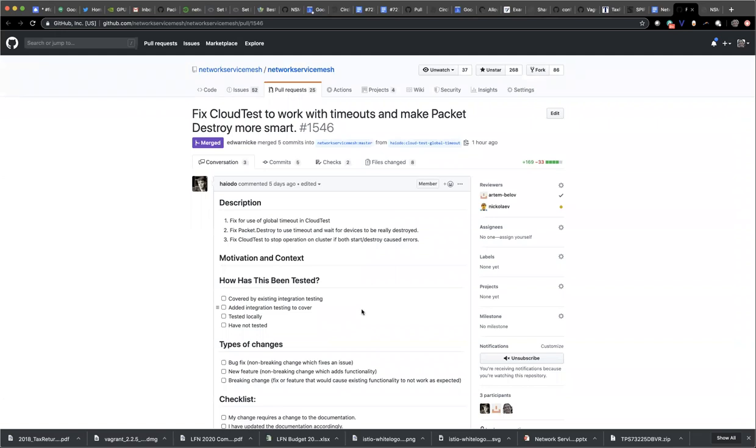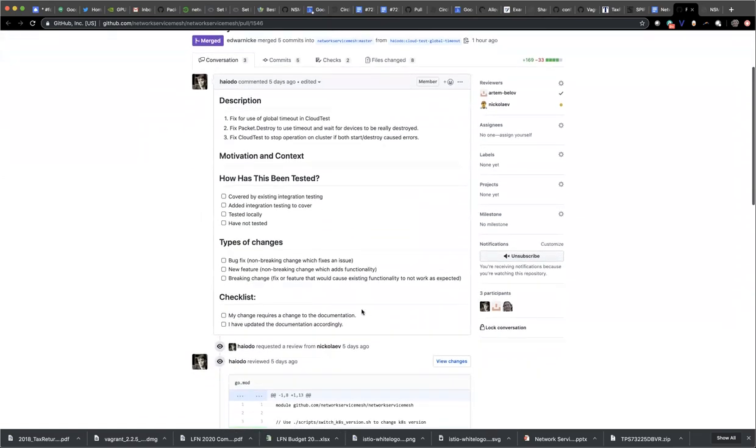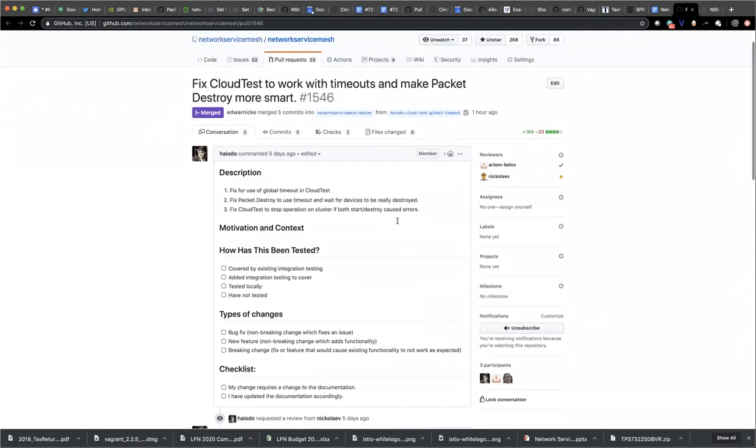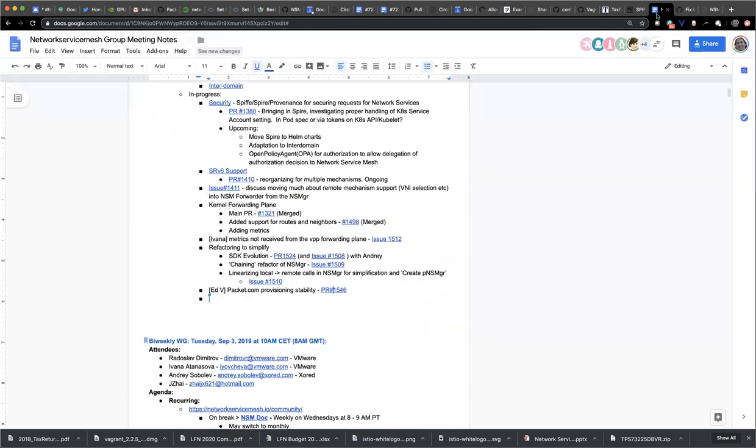So the issue of the week, the weekend of Labor Day, had to do with a situation that I don't completely understand yet, but in practice was that the NSM project created a whole bunch of requests at once to Packet, I believe, to destroy machines. And due to current limitations in how we handle things, it caused an undesired instability in Packet.